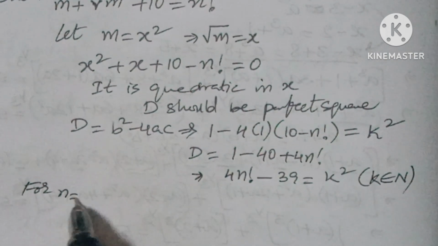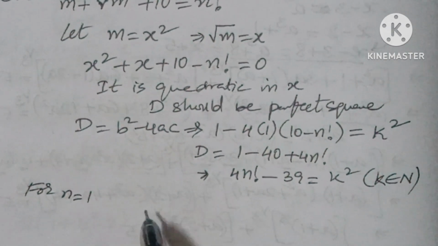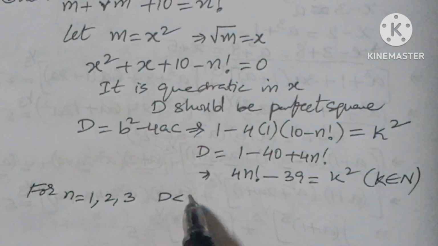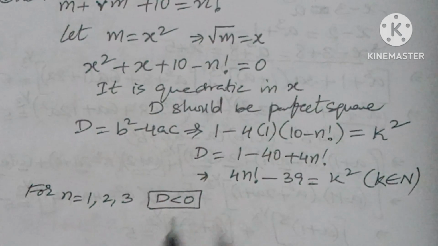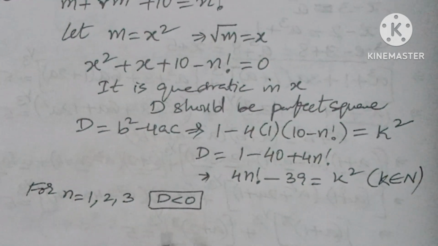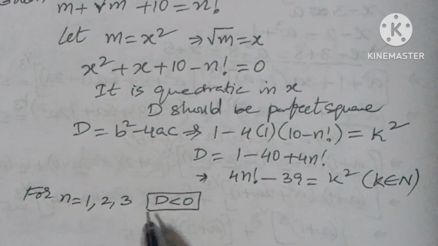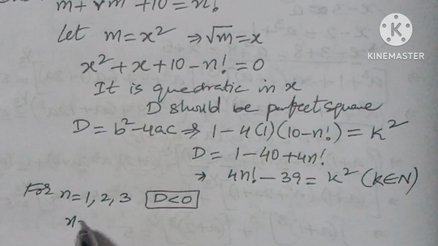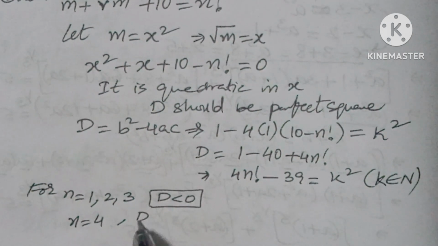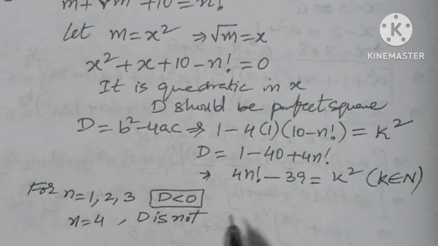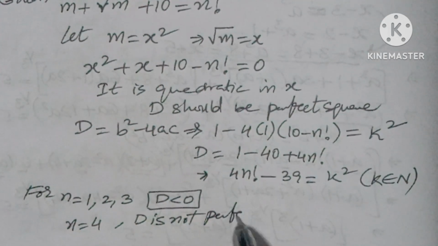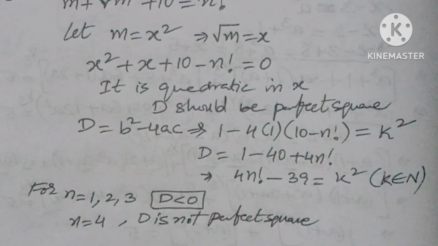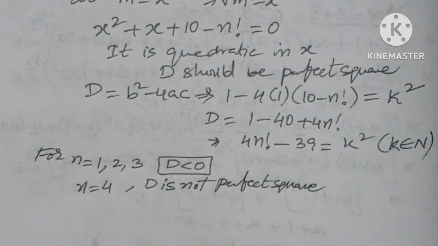Now we are going to check which values will satisfy this. For n equal to 1, 2 and 3, D is less than 0. For n equal to 4, D is not a perfect square.